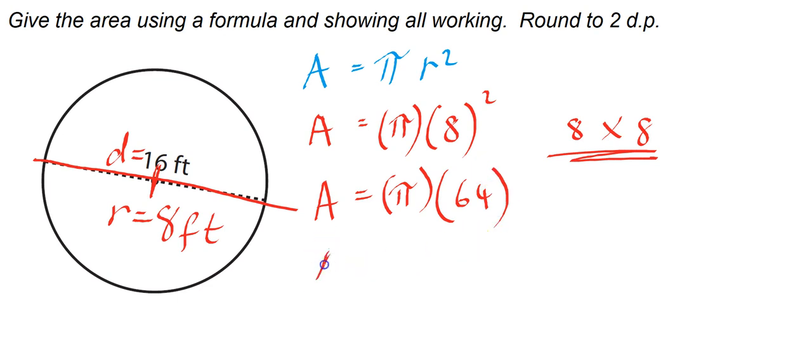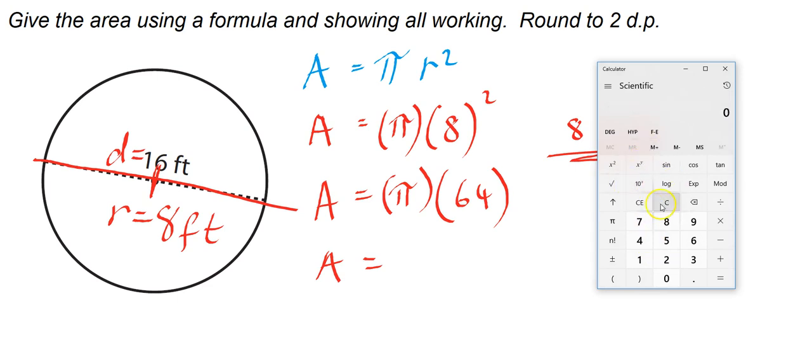64. So now I can use my trusty calculator to multiply pi and 64. So let's do that. Pi times 64. And the answer is 201.0619, etc. So let's write that down.